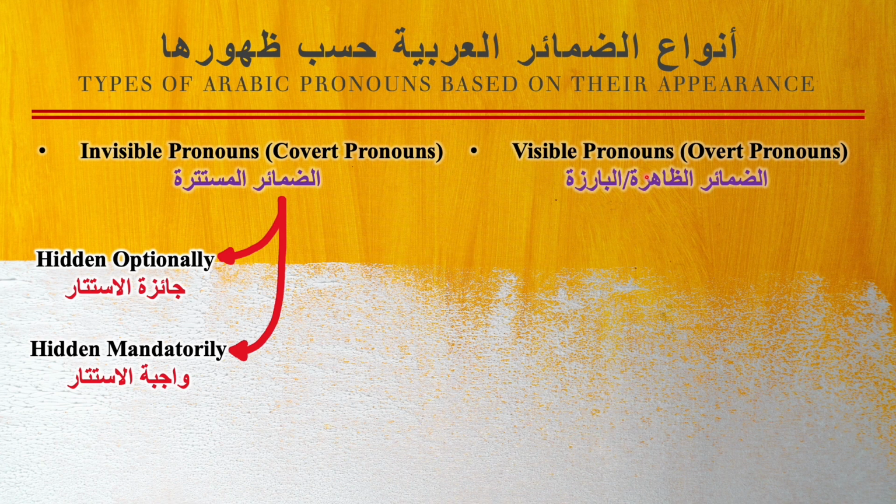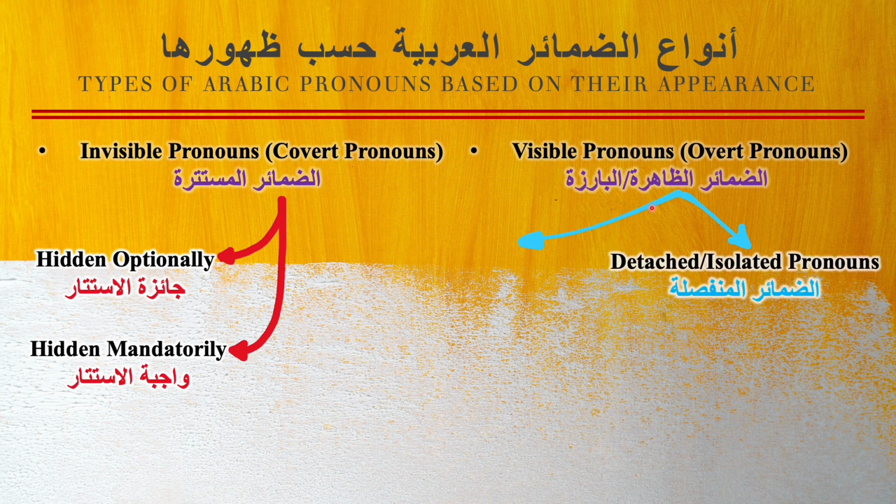First and the most prominent type of pronouns, which is the visible pronouns, الضمائر الظاهرة, is in general classified into detached or isolated pronouns and attached pronouns. The detached or isolated pronouns, الضمائر المنفصلة. Attached pronouns, الضمائر المتصلة. The isolated or detached pronouns form a complete separate word in the sentence, but the attached pronouns are attached to another word.